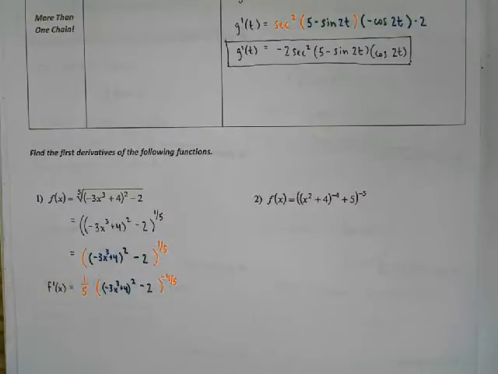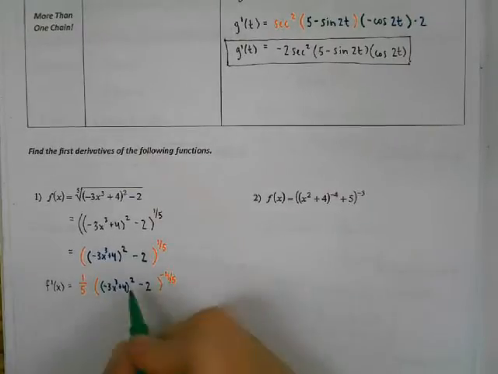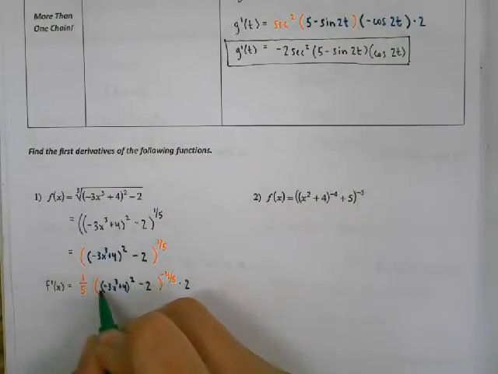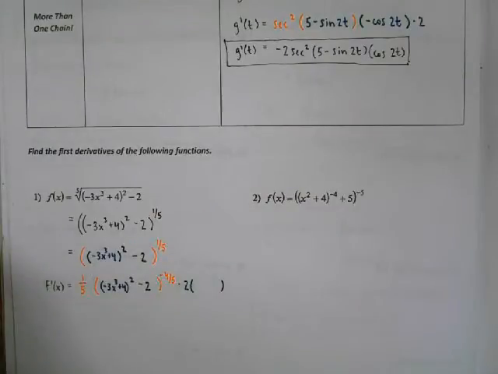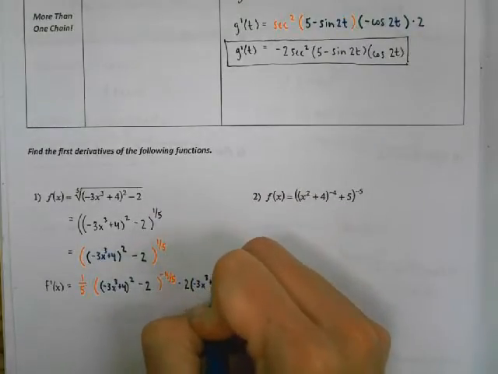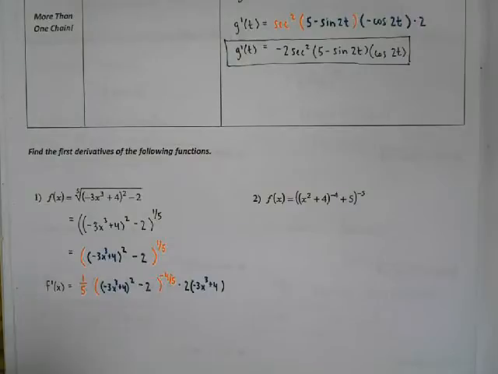So now the next thing I differentiate is my quantity squared minus 2. Here I'm going to start with my power rule. I drop my exponent down to the front, so I have 2 times everything in parentheses, negative 3x cubed plus 4. And then my constant, the derivative is just 0, so that term drops out.